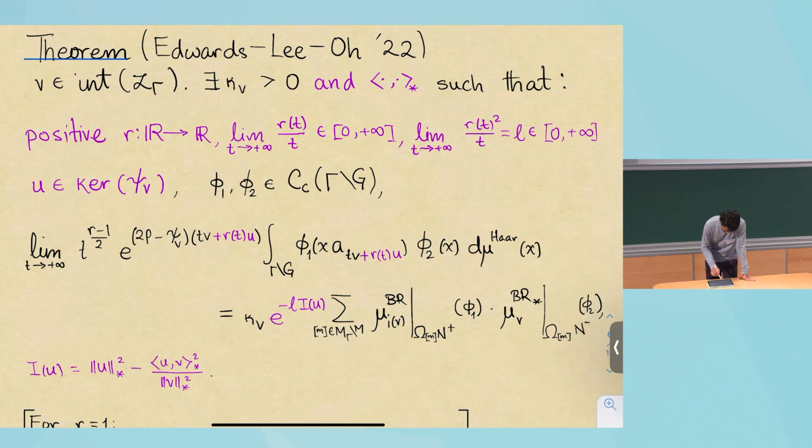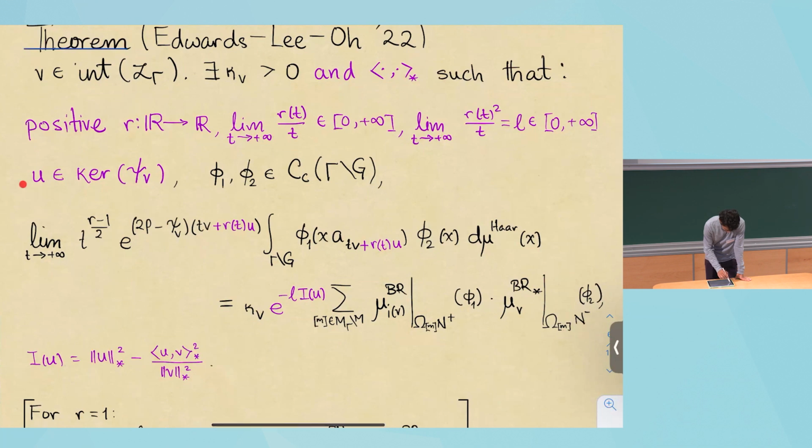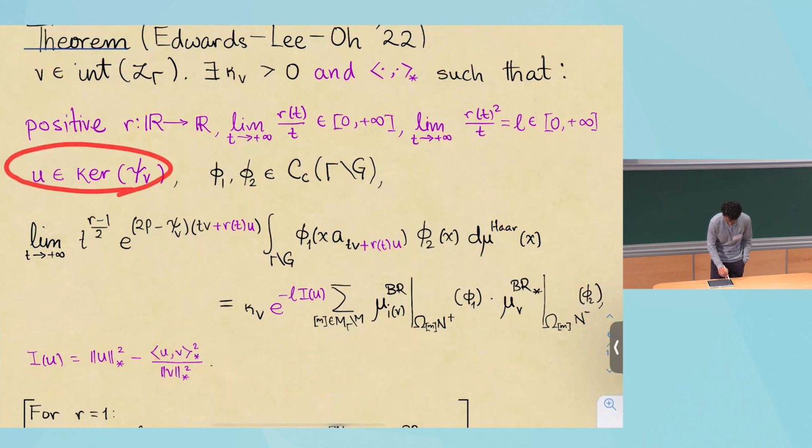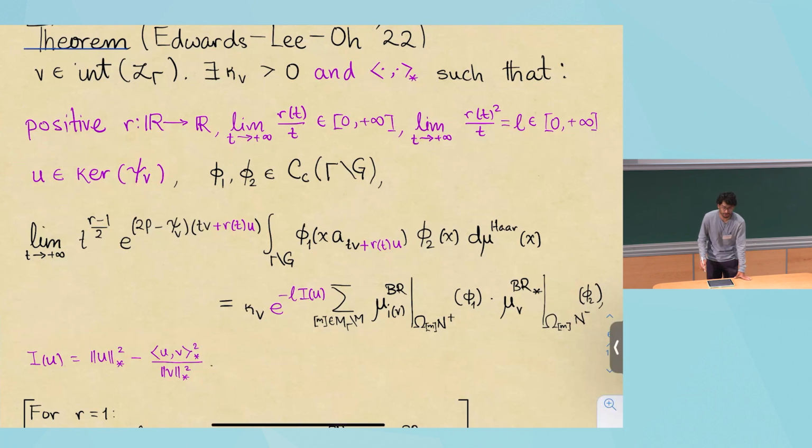So then the theorem says the following: there also exists this special inner product, which we denote by the usual inner product with a subscript star, such that if I take a positive function r with these properties, this is just saying that the limit of r(t) over t exists, where you allow plus infinity, and we denote the limit of r(t) squared divided by t as some number L, and we take a vector u transverse to the v direction, where you do it by taking a vector in the kernel of psi v.